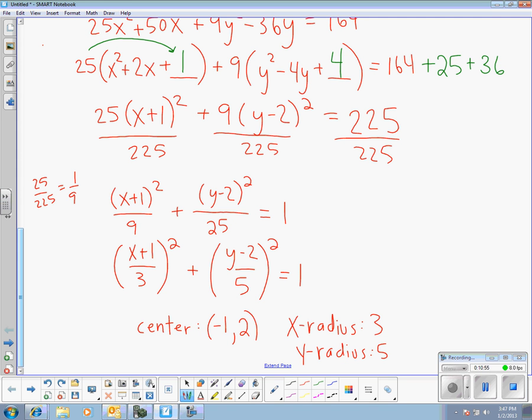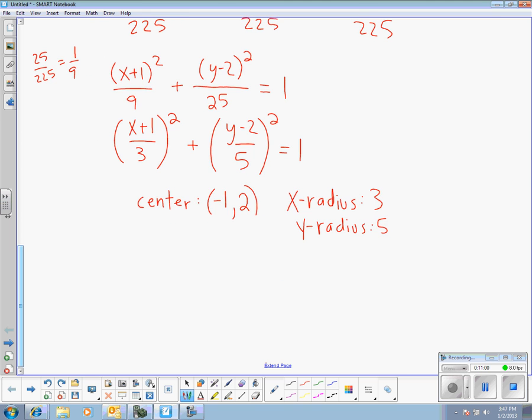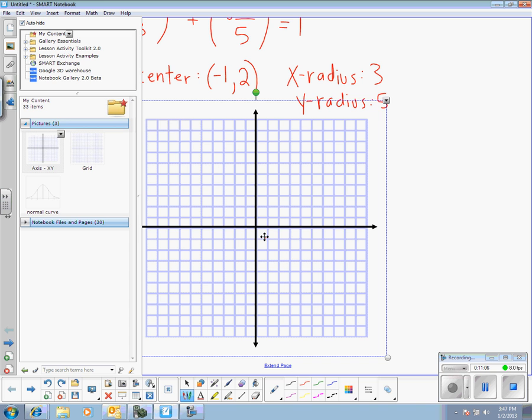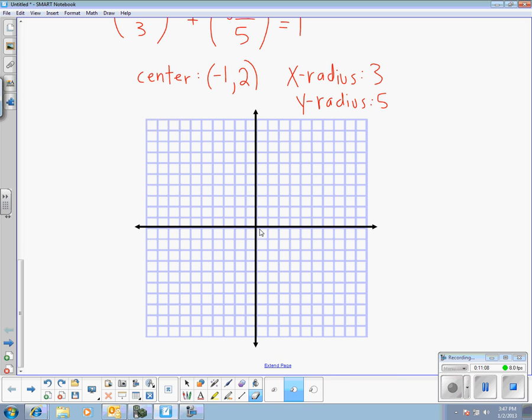All right, so let's graph this thing. It's got a center of negative 1, 2, an x radius of 3, and a y radius of 5. Graph paper. Center is negative 1, 2. X radius 3. So I'm going to go left and right 3. Make little marks to mark those. And I'm going to go up and down 5. 1, 2, 3, 4, 5. 1, 2, 3, 4, 5.